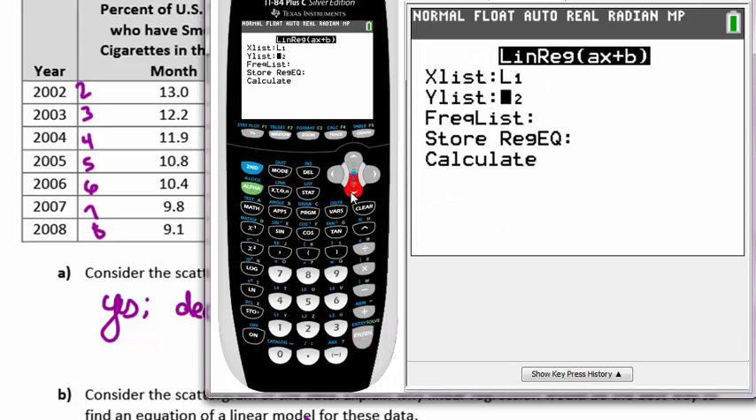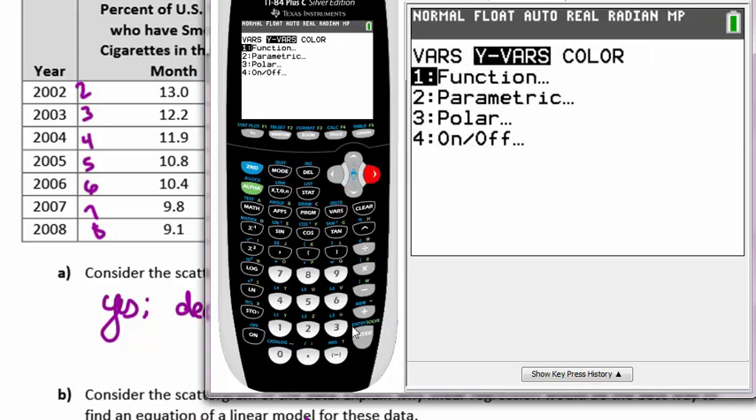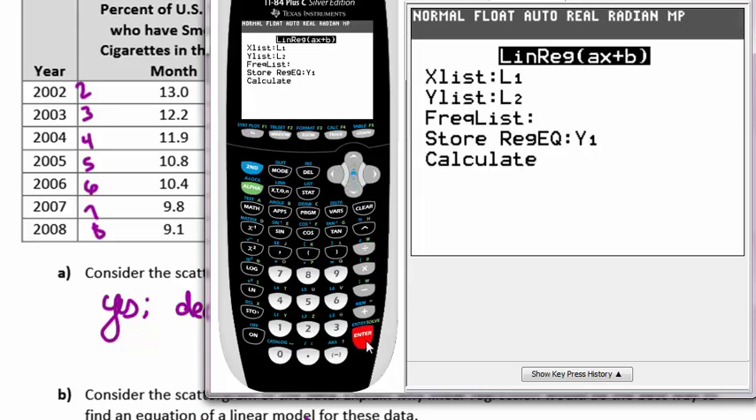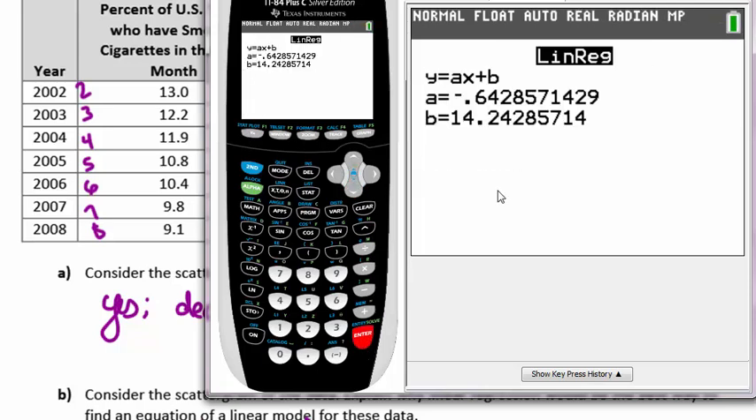I'm going to do one more thing here. I'm going to go down to Store Regression Equation. I'm going to hit vars, go over to yvars, select 1 for function, and pick y1. What this is going to do is not only calculate the equation, but already put it in my y equals menu in the slot for y1. So let's hit calculate, and here's the regression equation. It's giving me the value of a and b. A is the slope, the coefficient of the variable, and b is the intercept value.